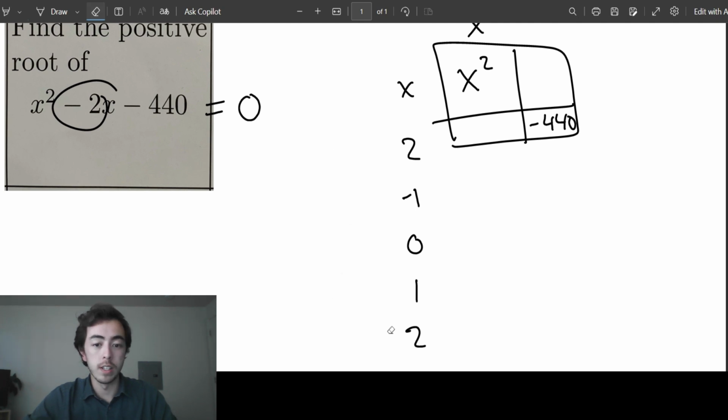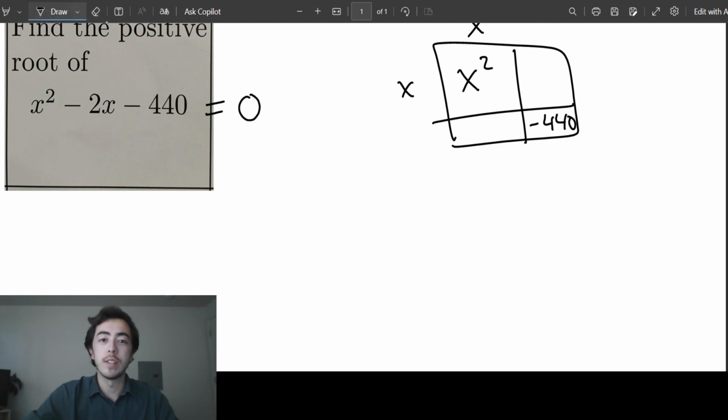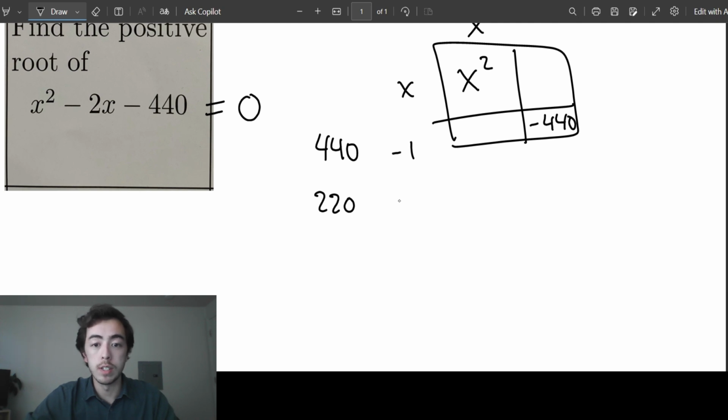Instead, I like to target the product, or the two numbers multiplying to the negative 440, because at least this way, it's eventually going to end. Like I could do 440 times negative 1. That would work. I could do 220 times negative 2. That would also bring me to this number.